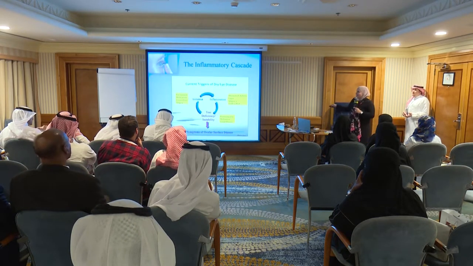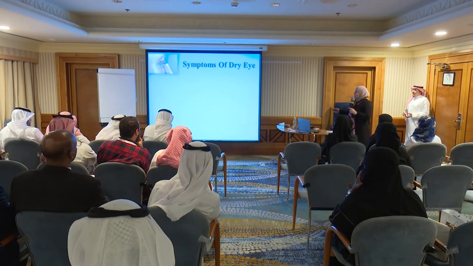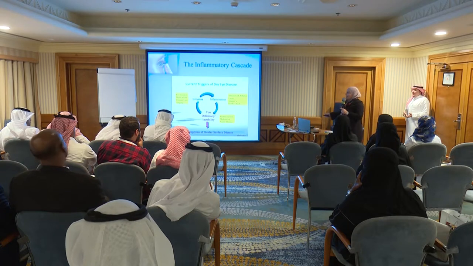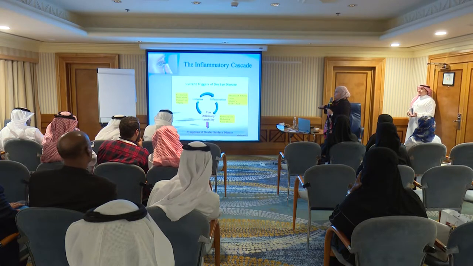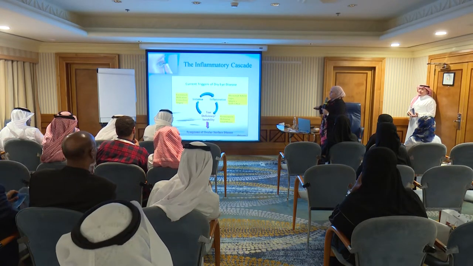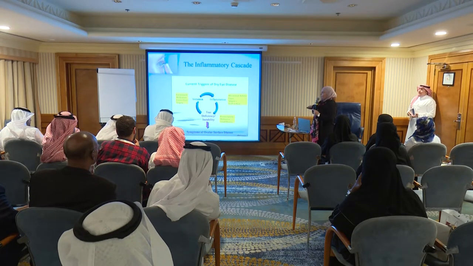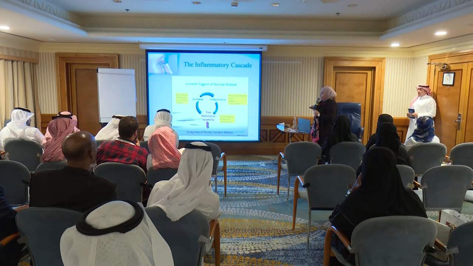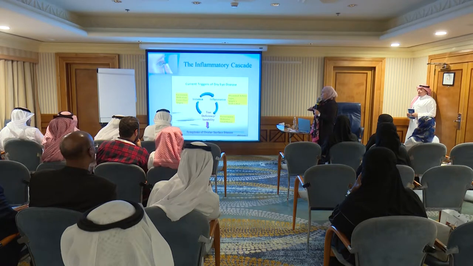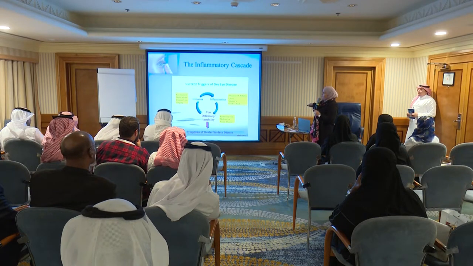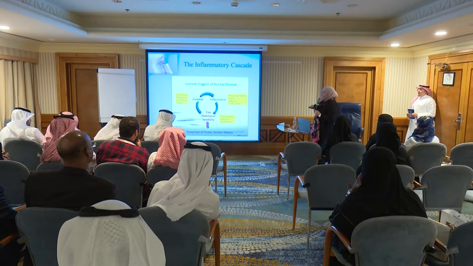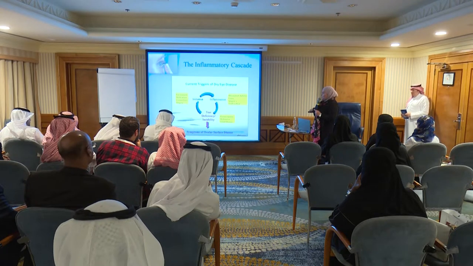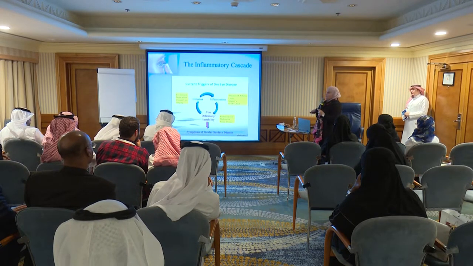Now, this is basically what happens. This is the inflammatory cascade. Whenever there is any irritation, from environment, medications, contact lens, surgery, any cause that will cause irritation to the eye, this will result in an inflammation, and inflammation will result in tear deficiency, and this will result in irritation again. So this is called the inflammatory cascade that happens in dry eye, and this will all lead to symptoms of ocular surface disease.